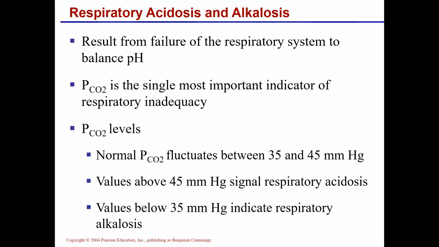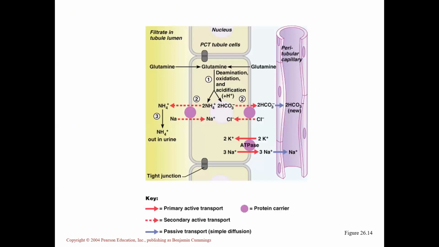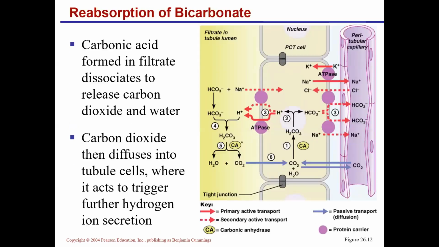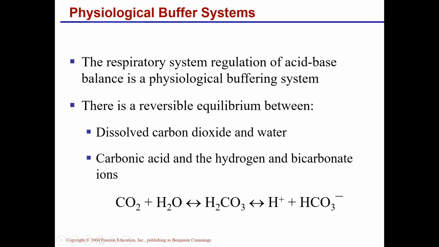The respiratory system can regulate blood pH as well. So how can the respiratory system regulate blood pH? Let me go back to the formula I showed you earlier. CO2 and water can be converted to carbonic acid and partially dissociated into ions. So this is exactly the same reaction in the respiratory system.